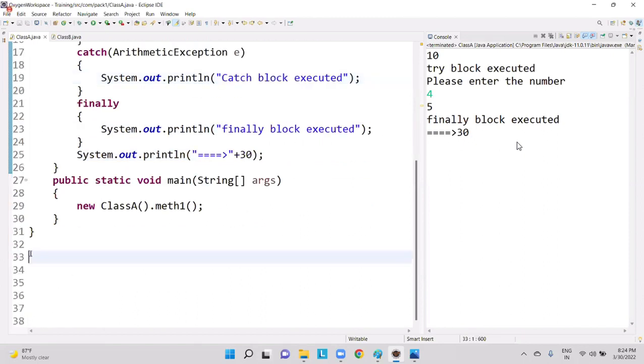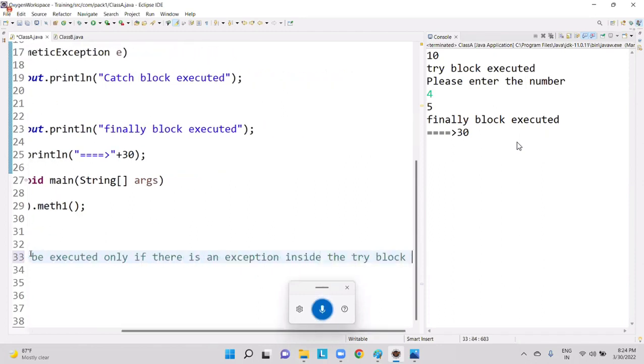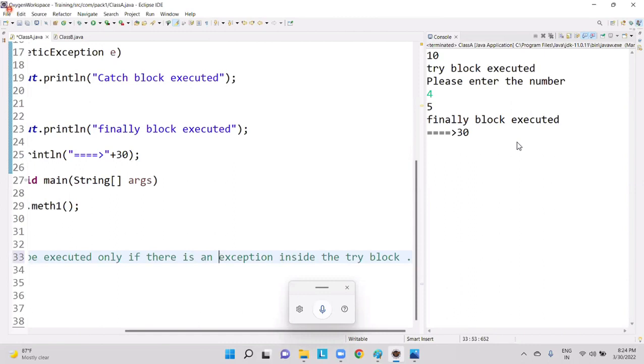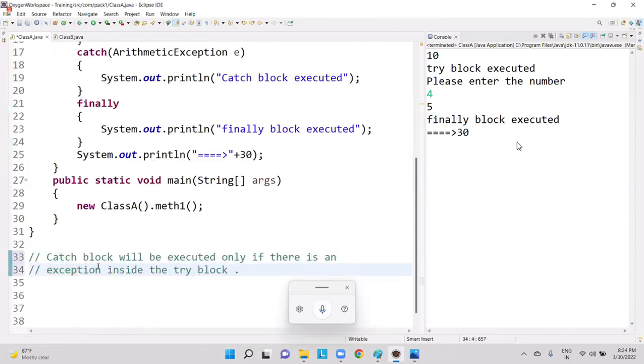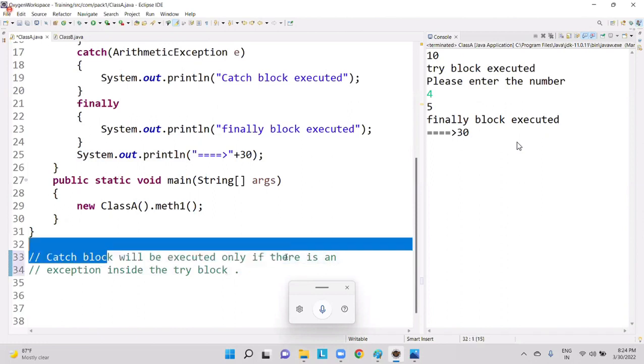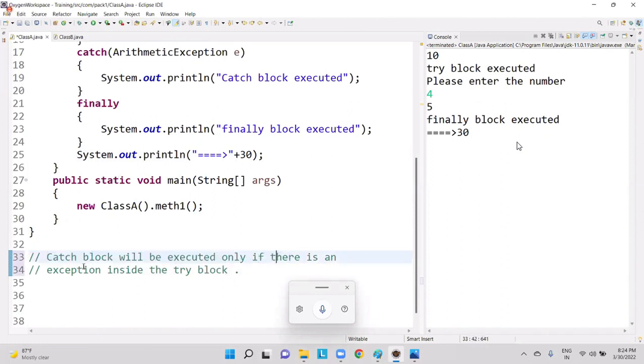Guys, catch block will be executed only if there is an exception inside the try block. Are you understanding me, guys? Catch block will be executed only if there is an exception inside the try block. If there is no exception occurred inside the try block, catch block will never get executed.